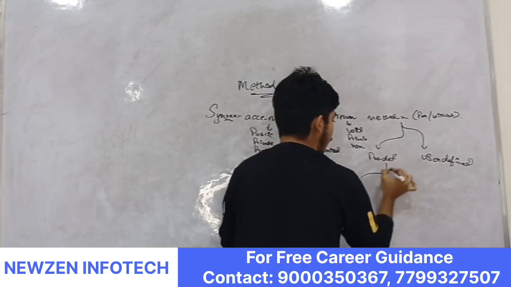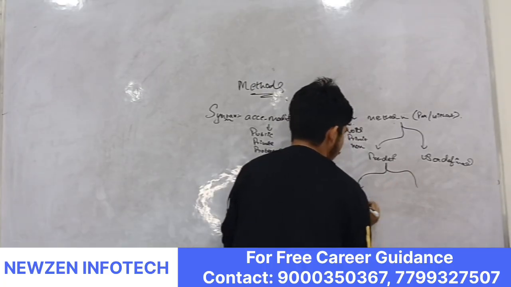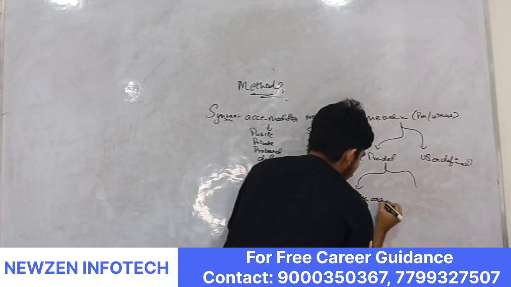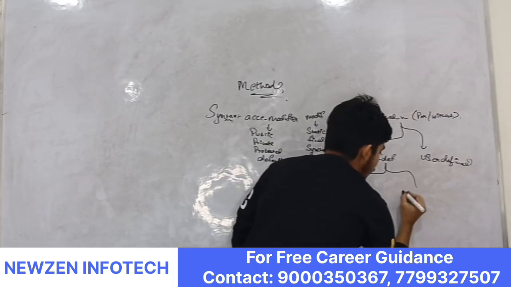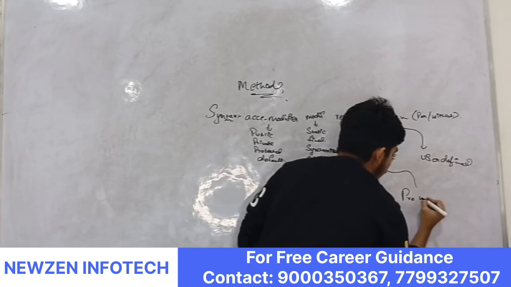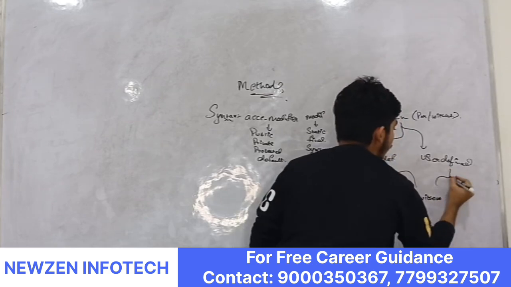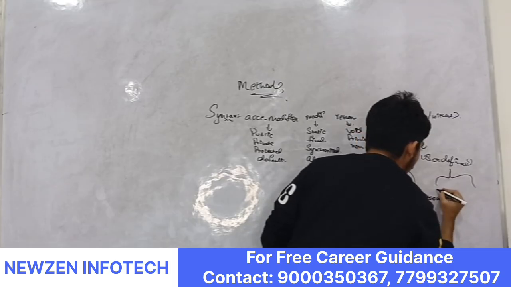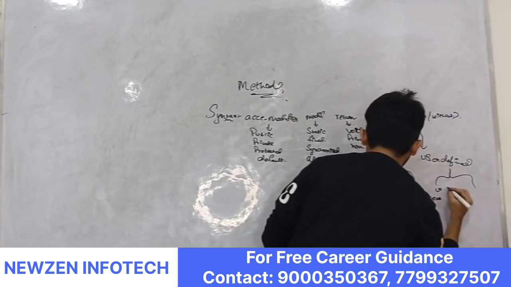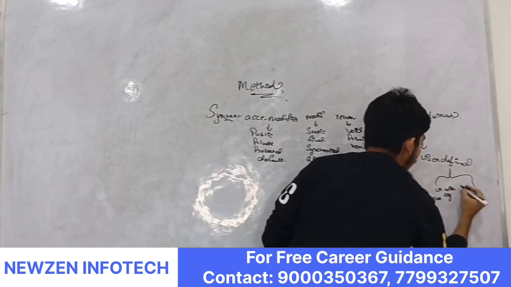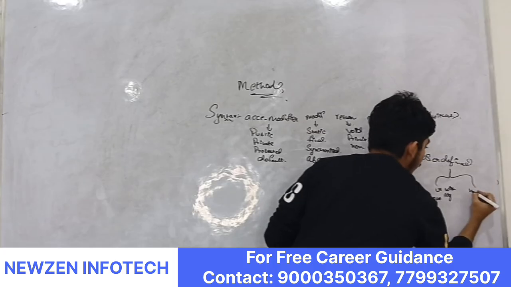And these predefined are categorized into two types, which is predefined with arguments and another one is predefined without arguments. And user defined are also categorized into two types, which is user defined with arguments and user defined without arguments.